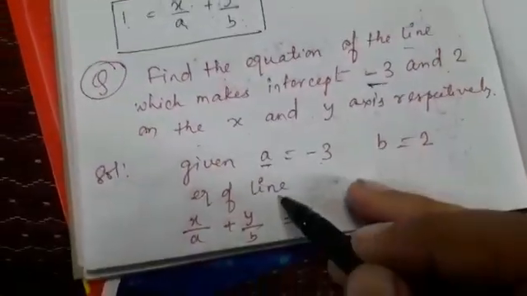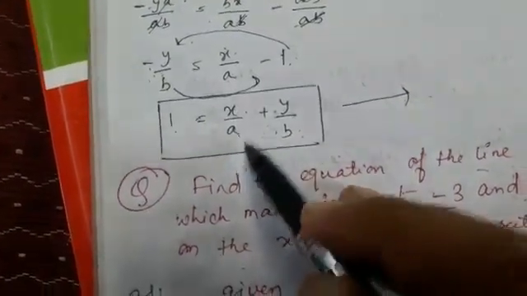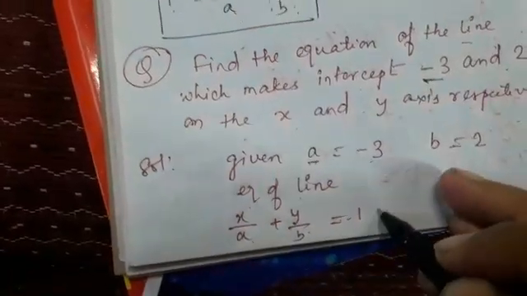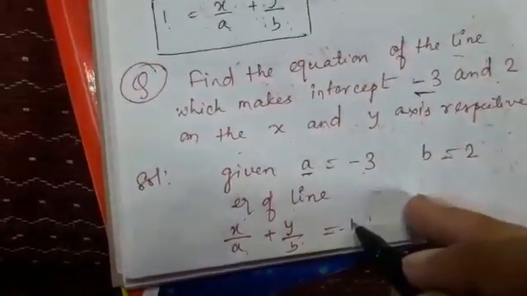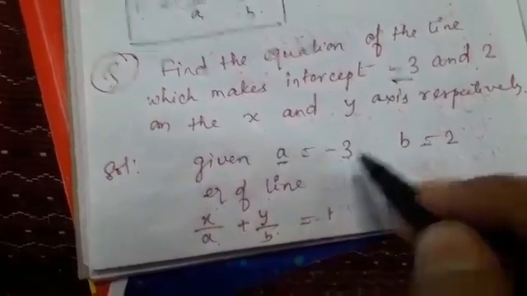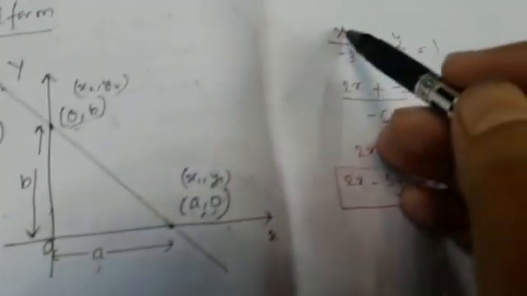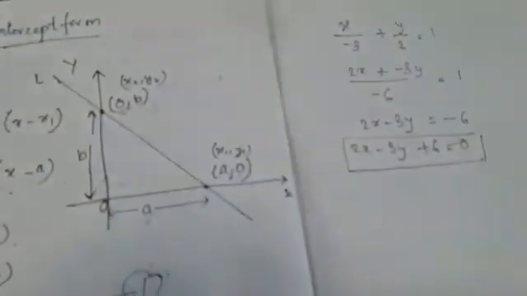2. And the equation of line in intercept form that we have just derived is x by a plus y by b is equal to 1. In this equation of line, substitute the values of the x-intercept and y-intercept, that is A and B. You will get x by minus 3, because the x-intercept is minus 3, plus y by 2, because the y-intercept is 2, is equal to 1. Now you solve it by the simple LCM method.